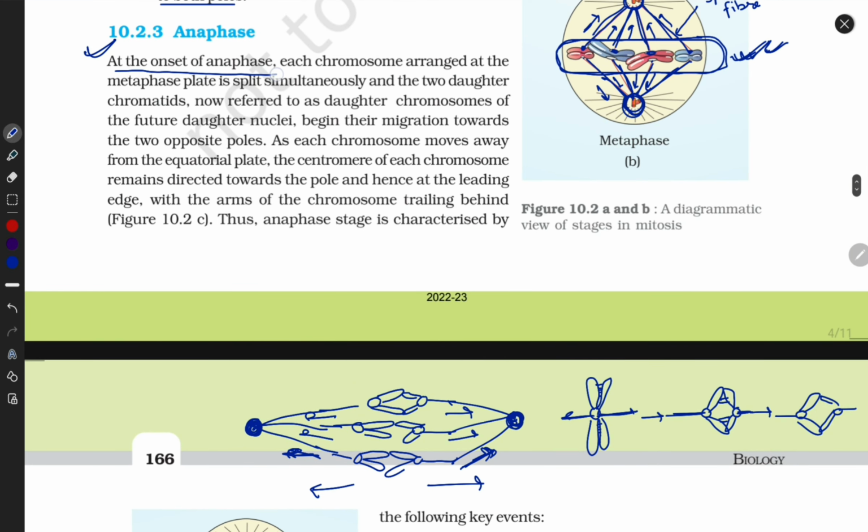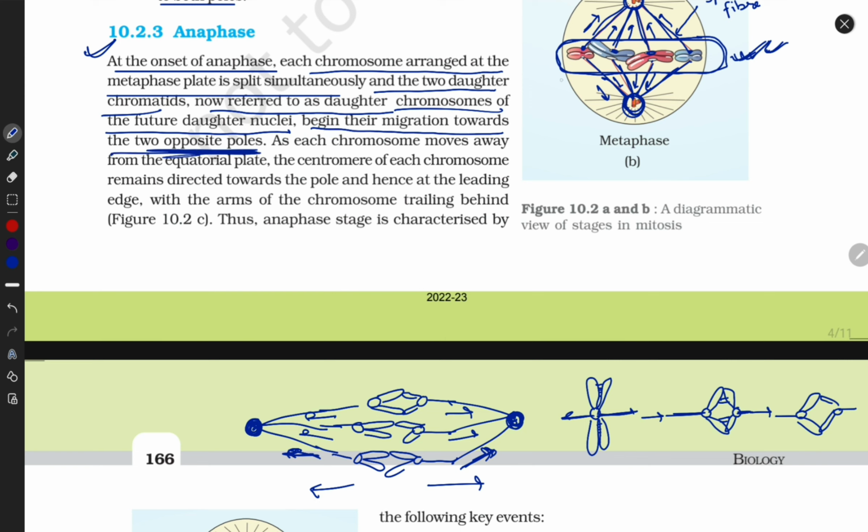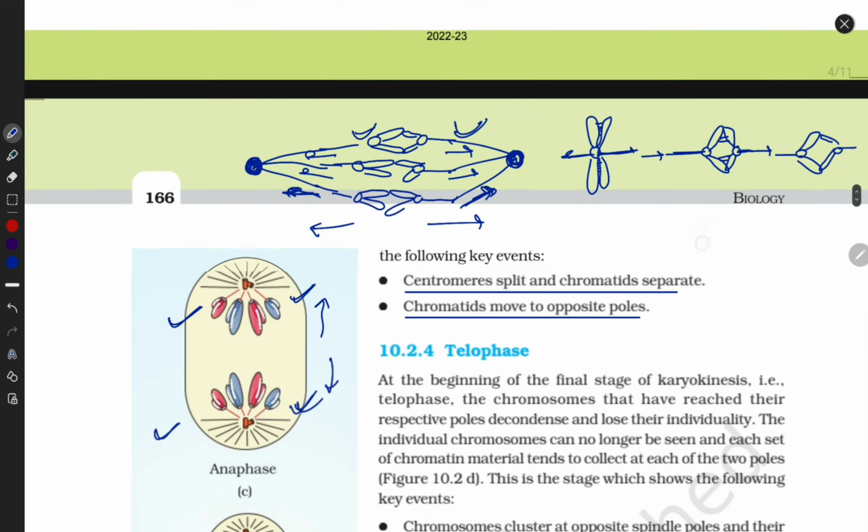At the onset of anaphase, each chromosome arranged at the metaphase plate splits simultaneously, and the two daughter chromatids, now referred to as daughter chromosomes of the future daughter nuclei, begin their migration towards the two opposite poles. Now these chromatids move towards their opposite poles. This is the feature of anaphase.